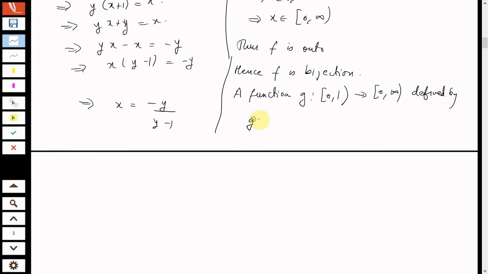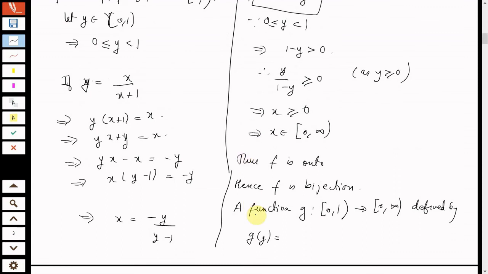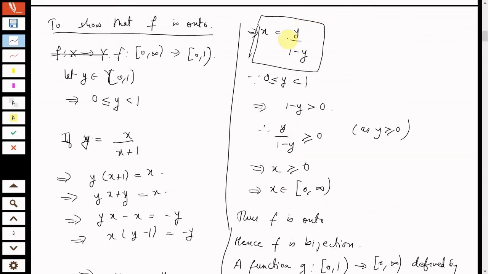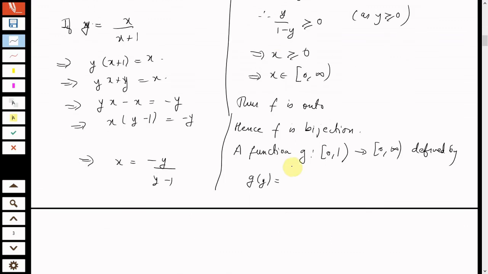g of y. In fact, y is the dummy variable, so you can replace it by any other variable, but make sure that whatever variable you are using, you insert it over here. So this is your g, or this is your inverse, y upon 1 minus y. The reason is an inverse of f. So the reason is very simple.